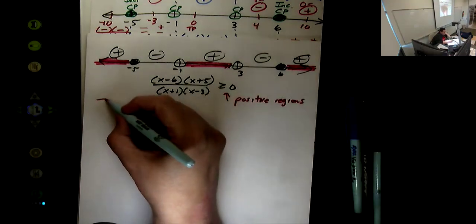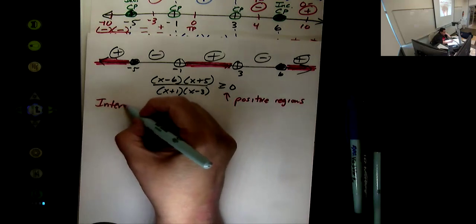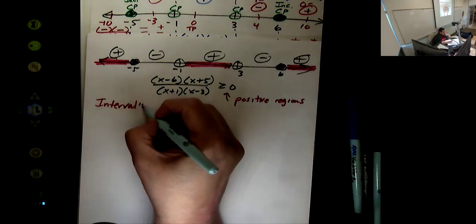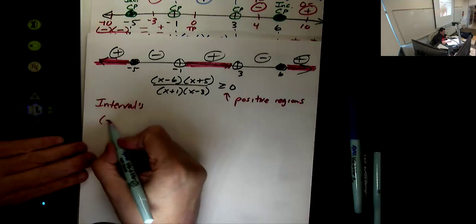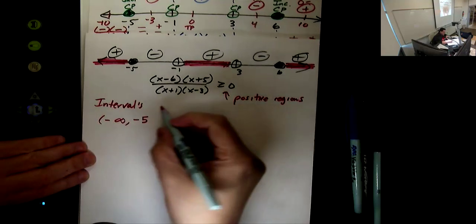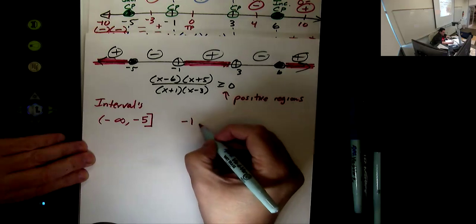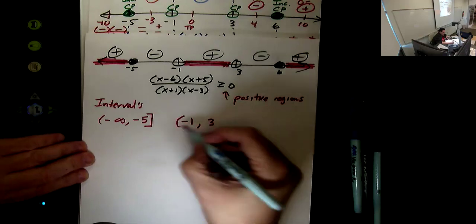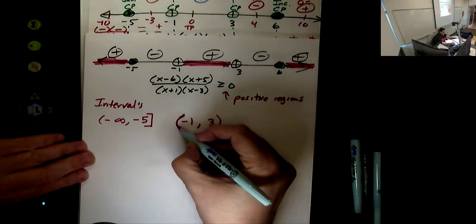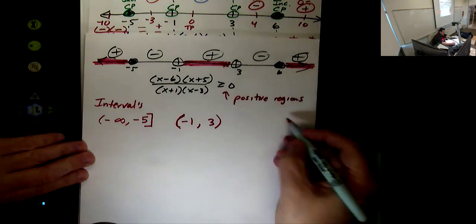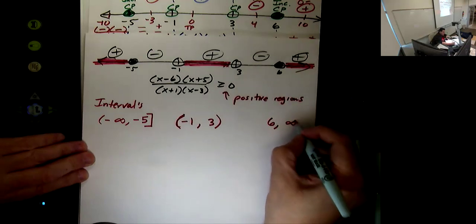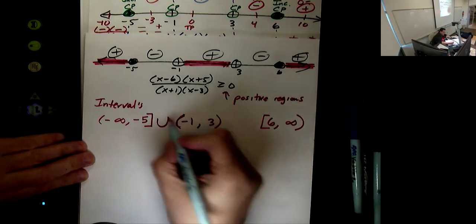So the intervals where this is positive: we start at negative infinity. We go up to -5 and we can include -5. We start again at -1 and end at 3, but we don't include either one of those. And we start at 6 and go to infinity, and we can include the 6. And we put union signs between them.